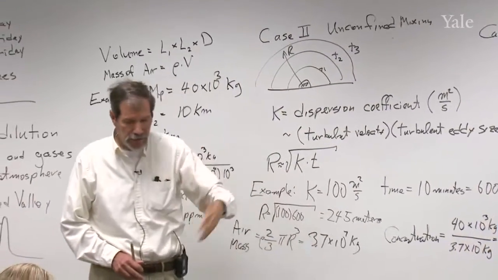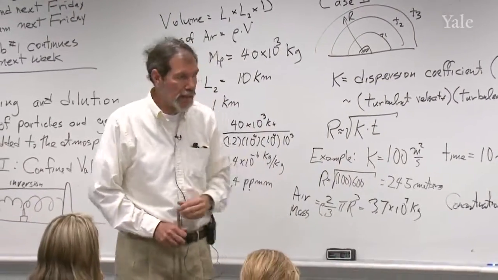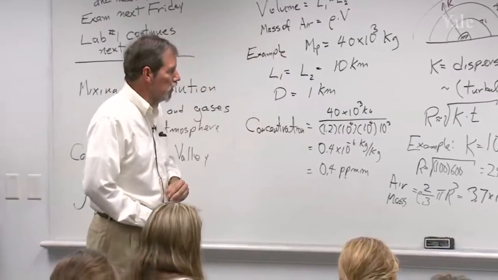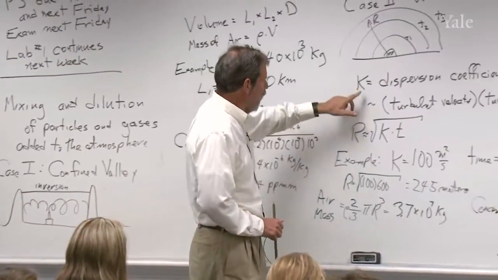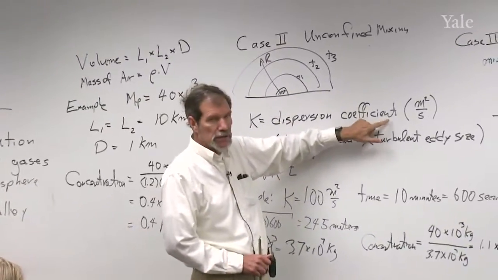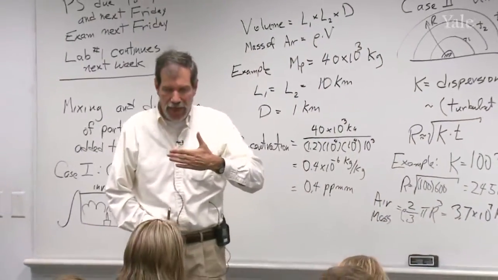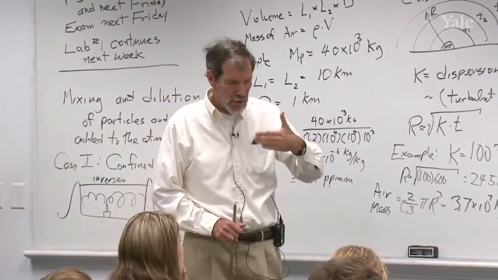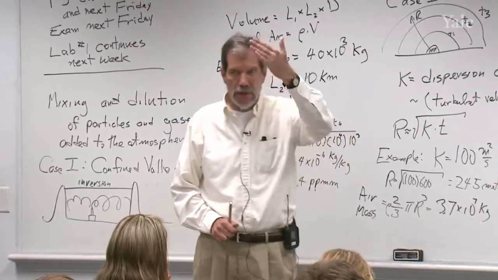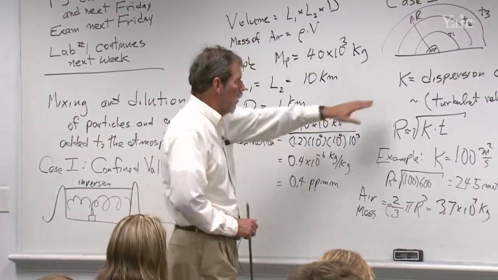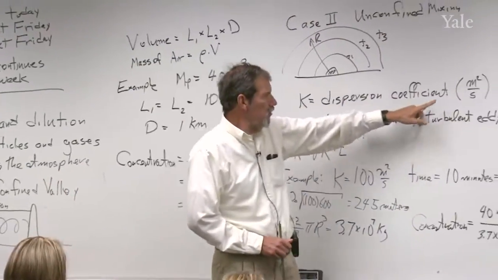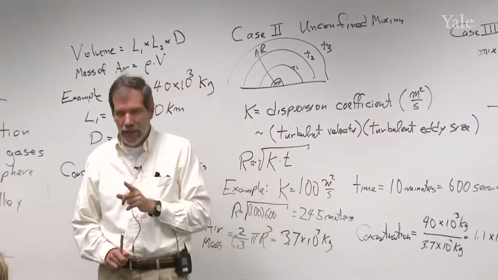The air is kind of mixing and spinning and moving around a little bit. And we're going to define something called the dispersion coefficient, which will help us decide how fast that added material will diffuse or will disperse into the atmosphere. I'll call it capital K, and it has units of meters squared per second.